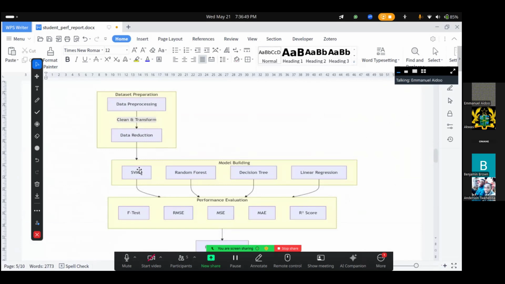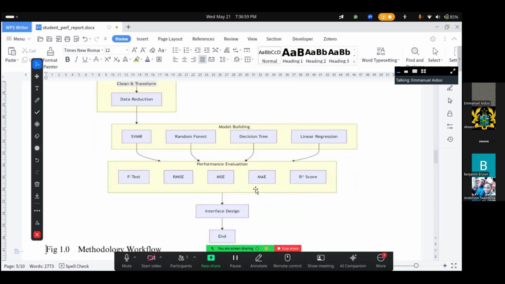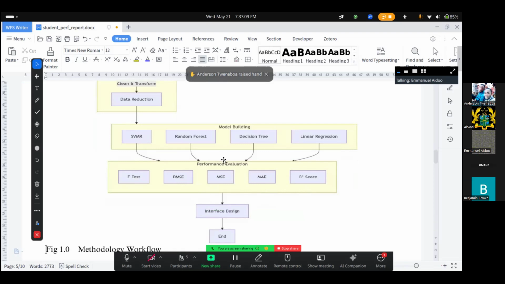After that, we built these 4 different models: the support vector machine regressor, random forest, decision tree, and then the linear regressor. Then these were the performance evaluation. We calculated for the F test, which is the overall test of each model, the RMSE, that's the root mean square error for each of the models.